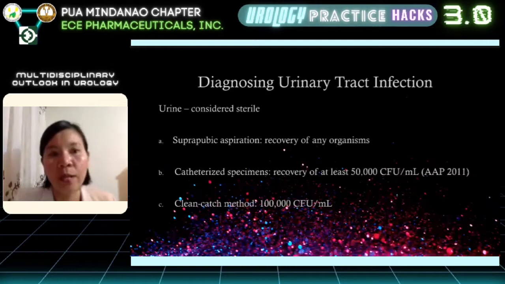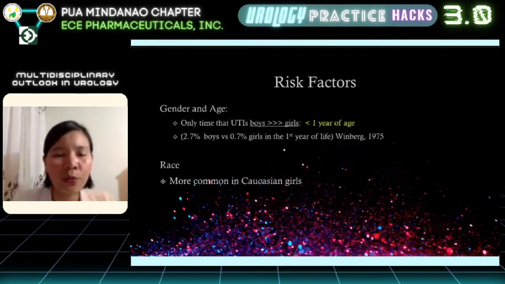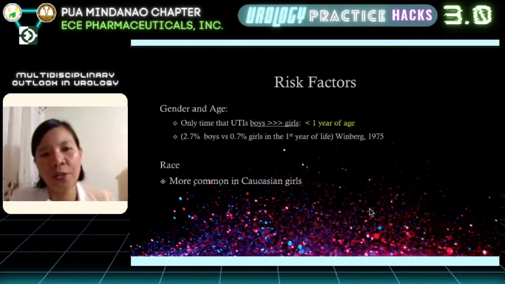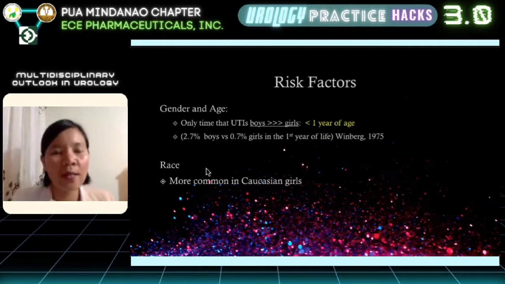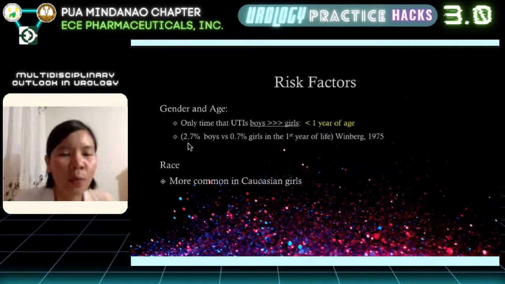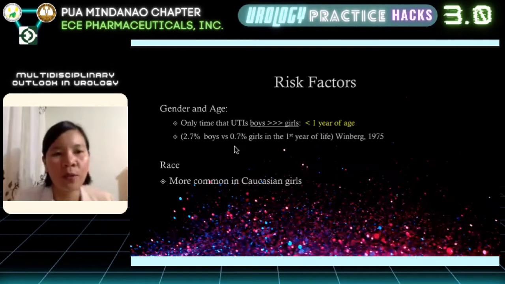So now we know how to diagnose urinary tract infection. Now let's go to the risk factors. Who are the children that have higher risk for developing recurrent febrile urinary tract infection? As I said in the earlier slides, the only time that UTI is more prevalent in boys than in girls is at age younger than 1 year old. We see here that 2.7% of boys versus 0.7% of girls will have UTI in the first year of life.